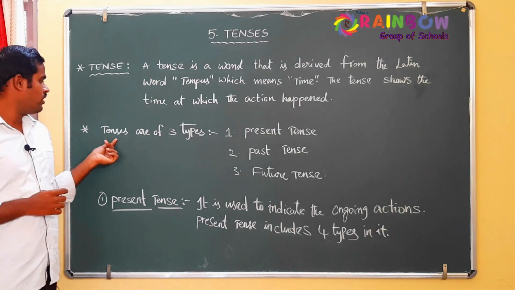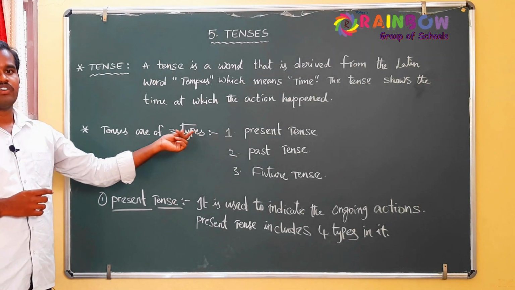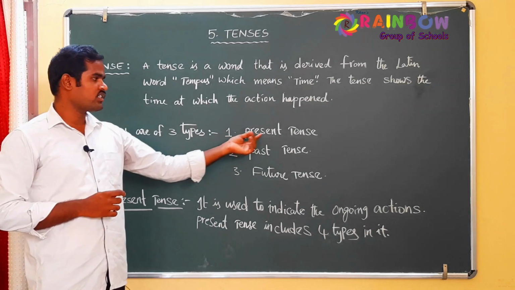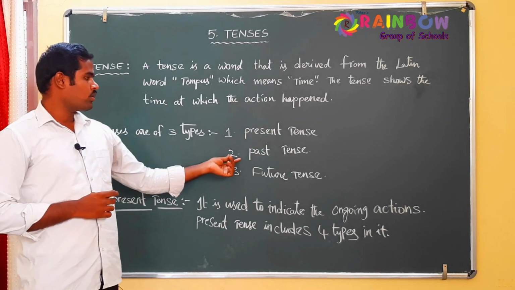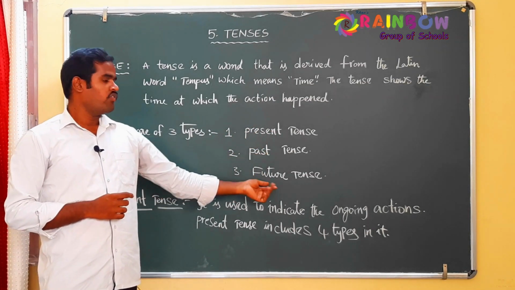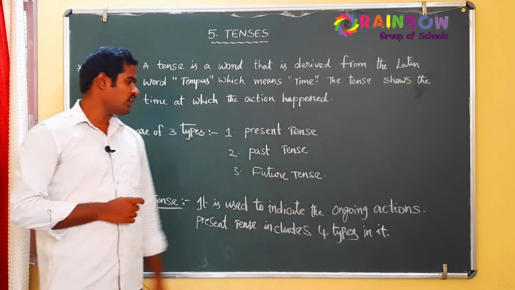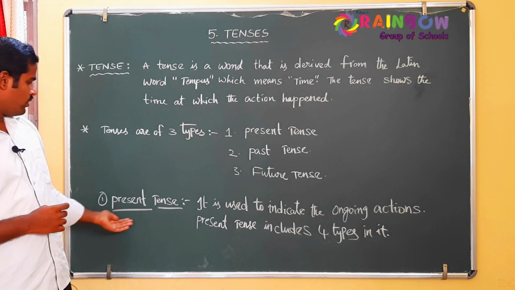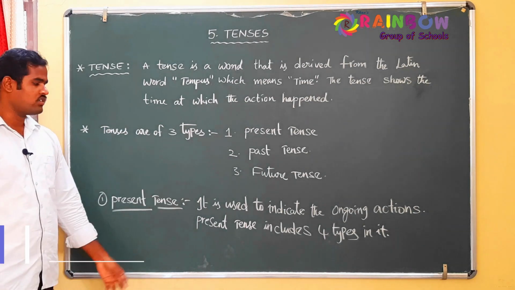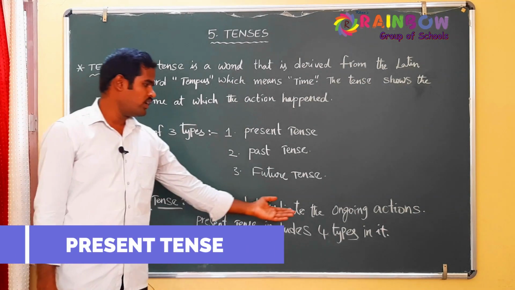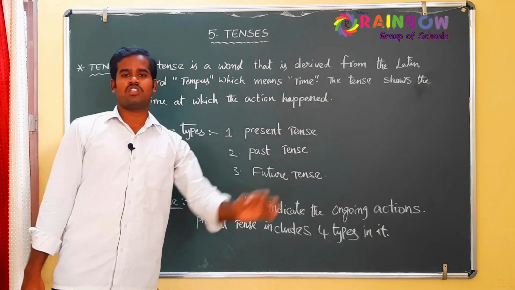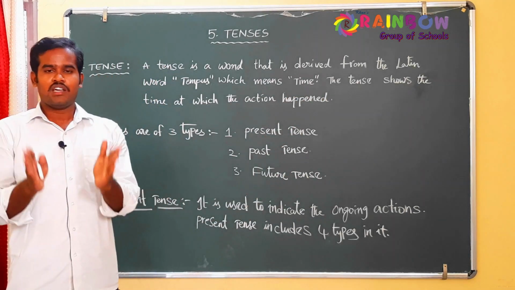And as you already are aware, tenses are of three types. Number one is present tense, number two past tense, number three future tense. As I already mentioned, present tense is used to indicate ongoing actions. Here you can see the definition of the present tense. A present tense is used to indicate the ongoing actions, the actions which are happening at this moment.